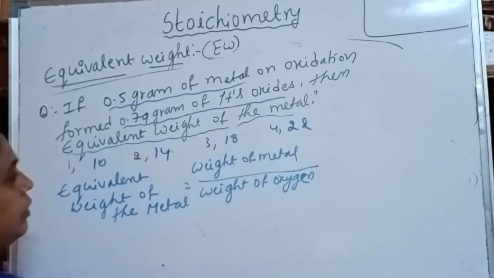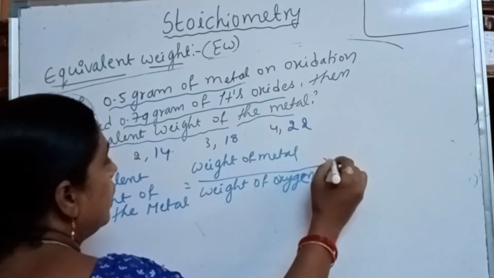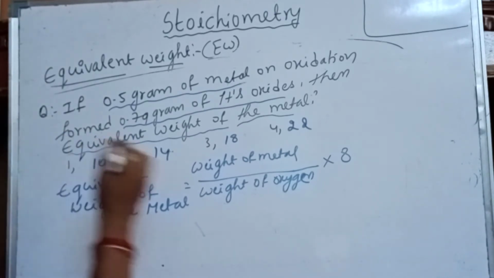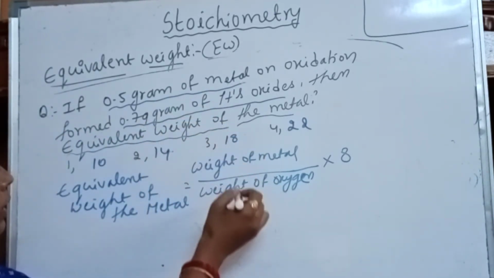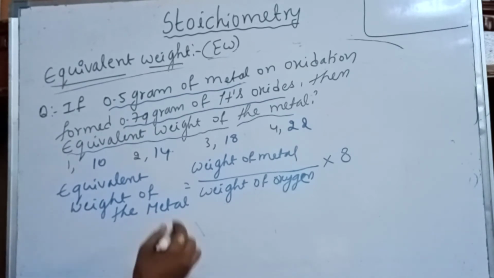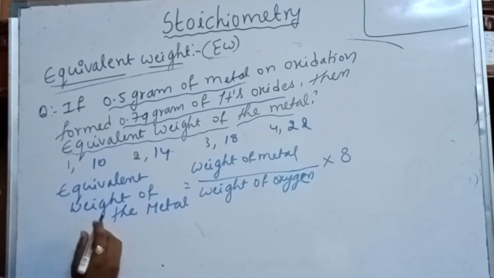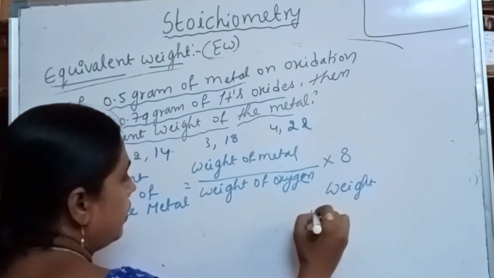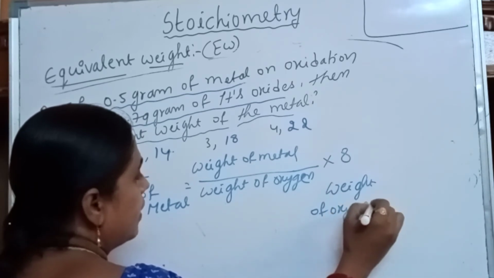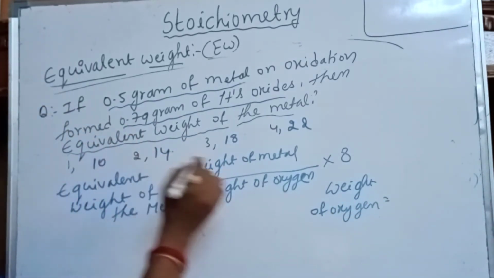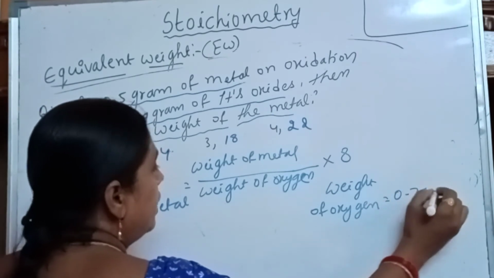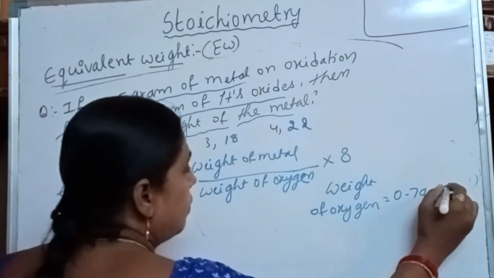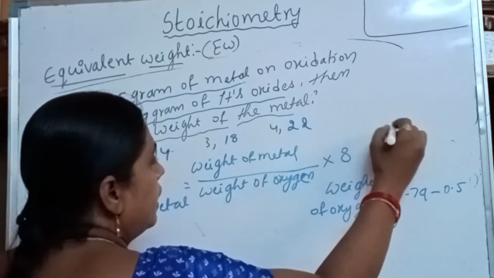From the problem you have to understand what is given first of all. The formula is weight of metal divided by weight of oxygen, into 8. We know the weight of metal directly but not the weight of oxygen. So how can we calculate it? Weight of oxygen is equal to the weight of the mixture given, 0.79, minus the grams of metal present, 0.5, from the problem.